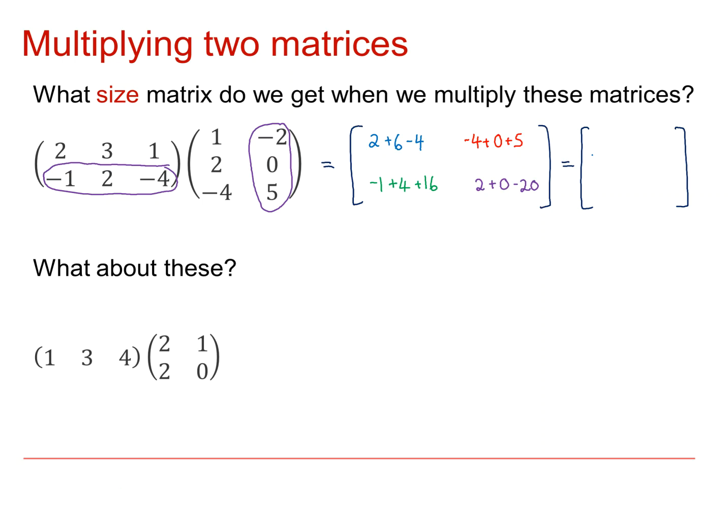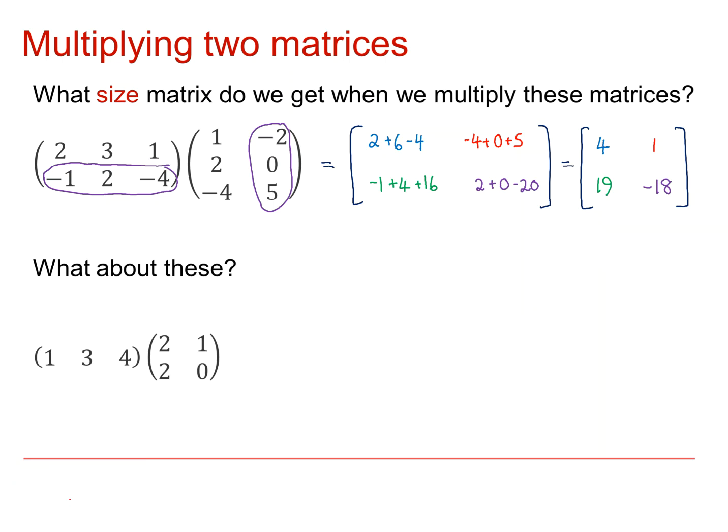That gives me 2 add 6 take away 4 is 4, minus 4 add 0 add 5 is 1, minus 1 add 4 add 16 is 19, and 2 add 0 take away 20 is minus 18.